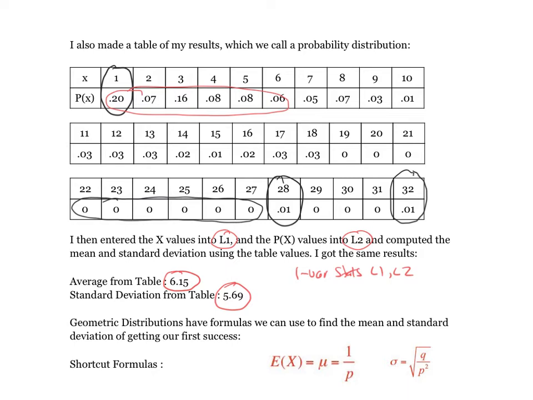And obviously this table might not necessarily stop right here. If I did more trials, this table would keep going. And that's the thing about geometrics, that technically they never end. But the probabilities get so small as we move on that we would just ignore them.